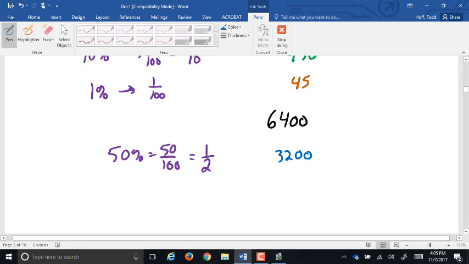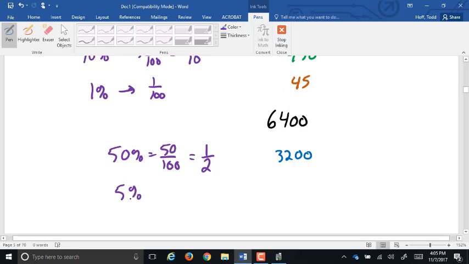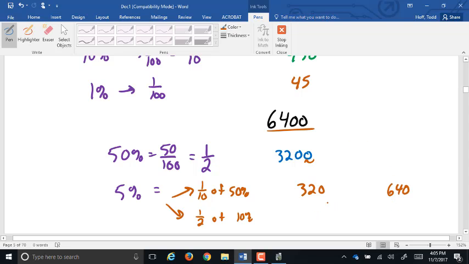3,200. Okay. If you can find 50%, well, then 5% isn't so bad. 5% can be thought of in 2 ways. We could think of it as 1/10 of the 50%. So I'd be just taking this number and moving the decimal 1 spot, 320. Or it can be thought of as 1/2 of the 10%. 10% of 6,400 would be 640, and half of that is 320.